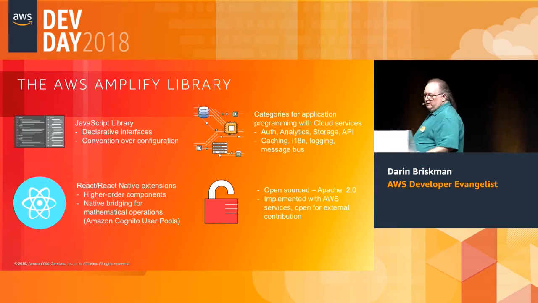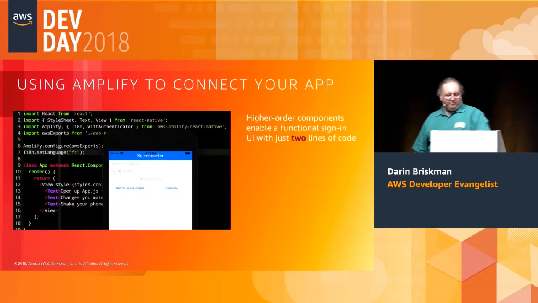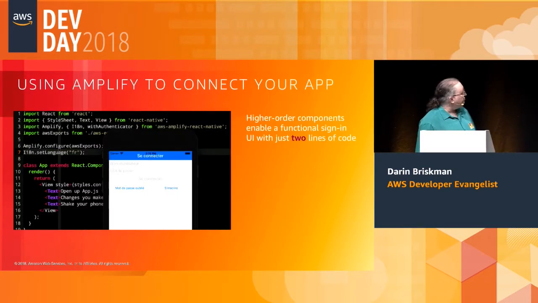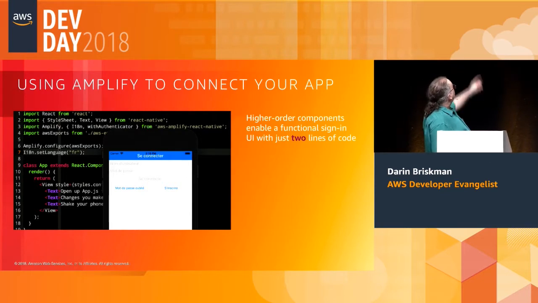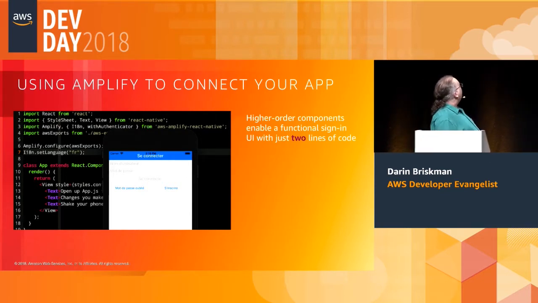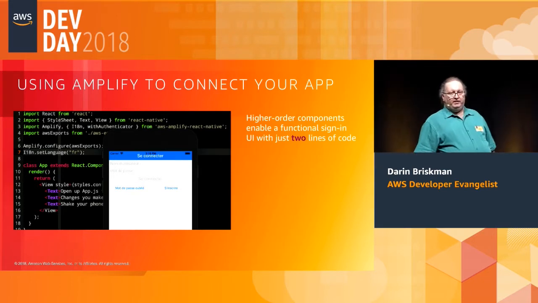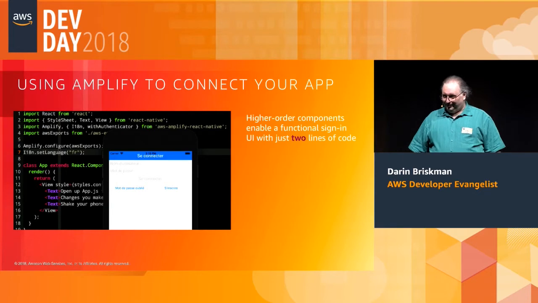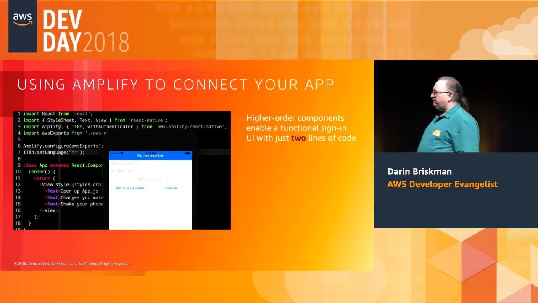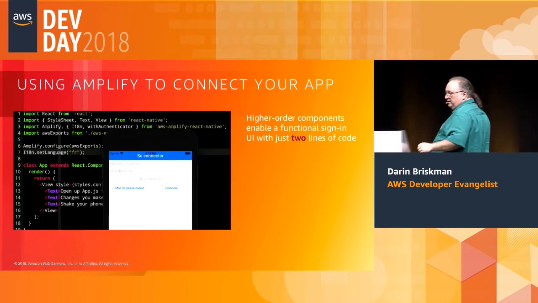And then, in my app, I need to connect my app. So it's usually about 2 lines of code. It's lines 6 and 7 on there. Amplify, configure AWS exports, and set your language, in this case, French. If I then want to have a German version, 1 more line of code. If I want an English version, 1 more line of code. So all these things set up your environment. I've got everything I need to do.